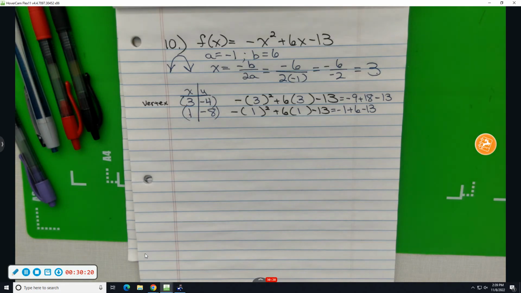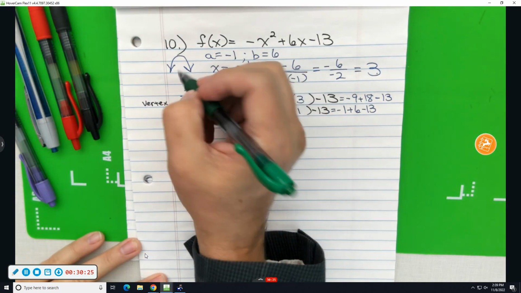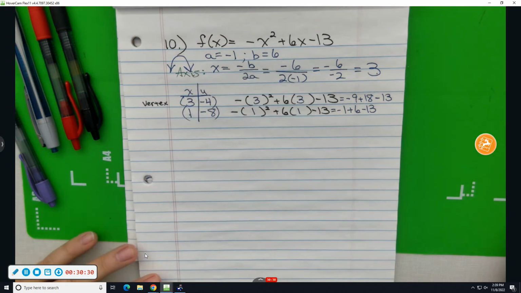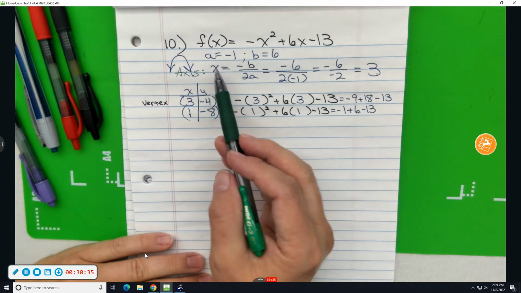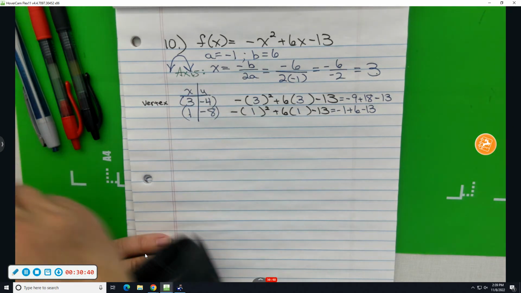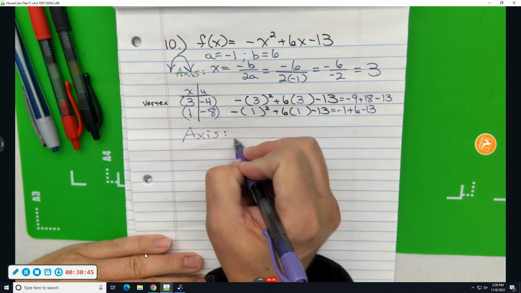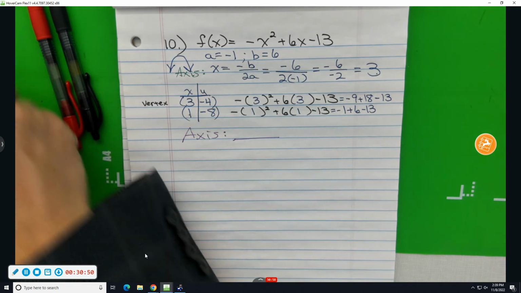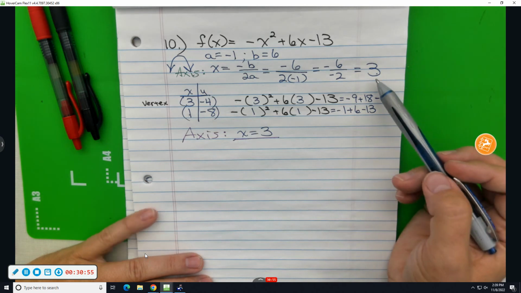The axis is given by this vertex formula here. The axis is the imaginary vertical line that passes through the vertex. Vertical lines have equations in the form x equals a number. In this case, the axis is x equals 3. The axis is given by the vertex formula that we use.